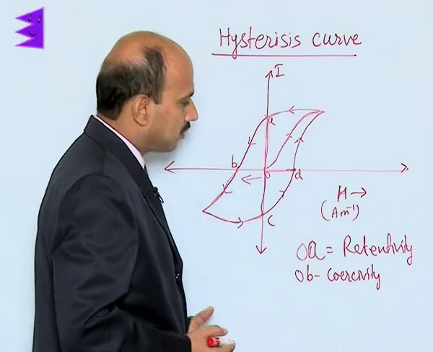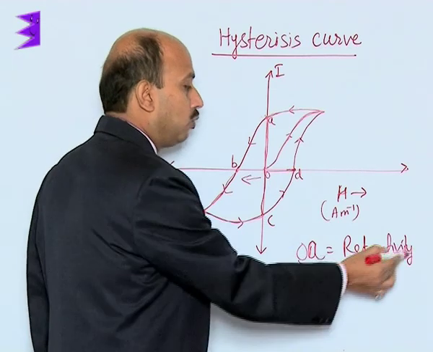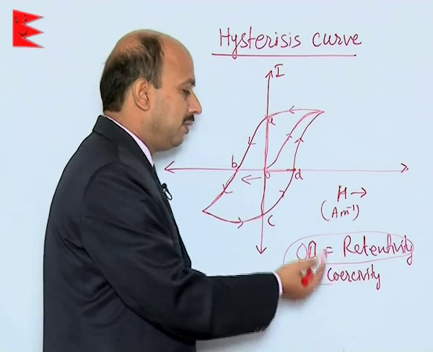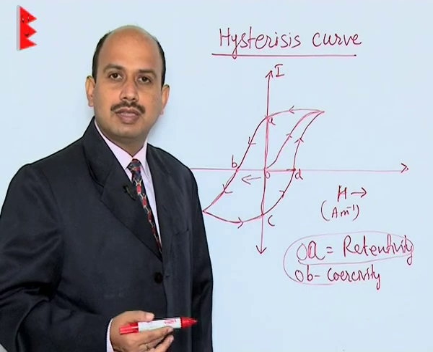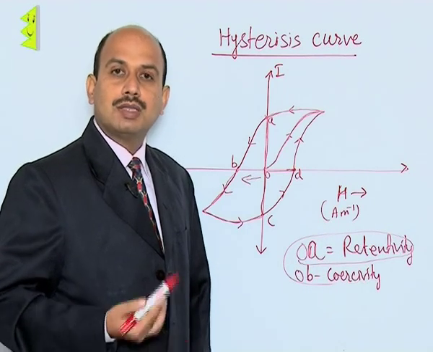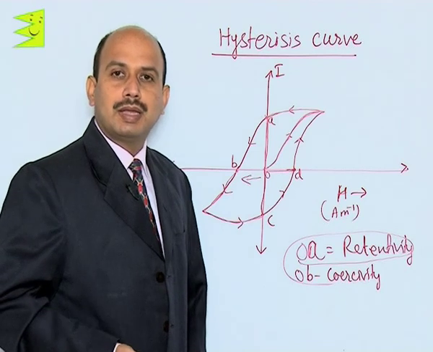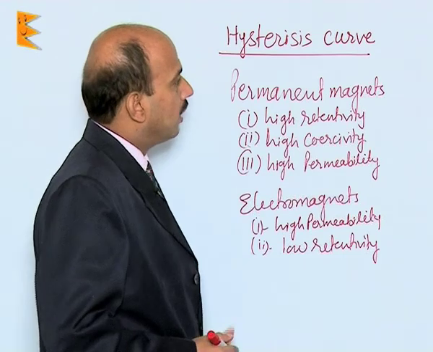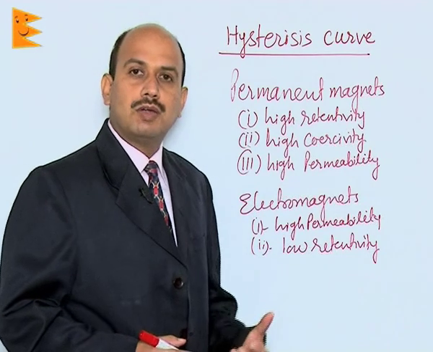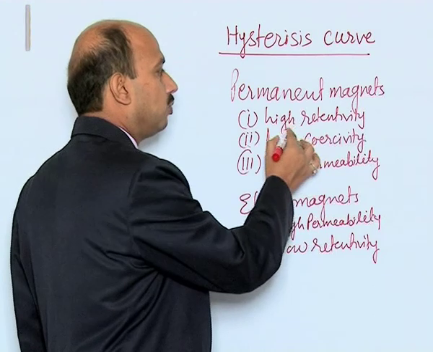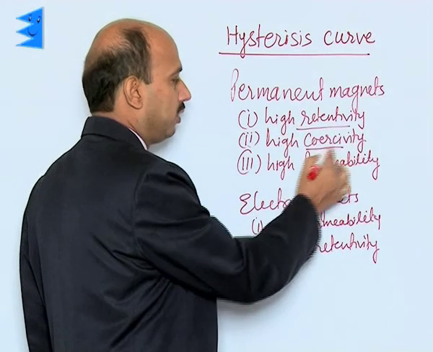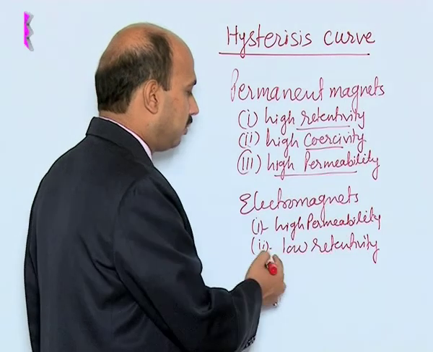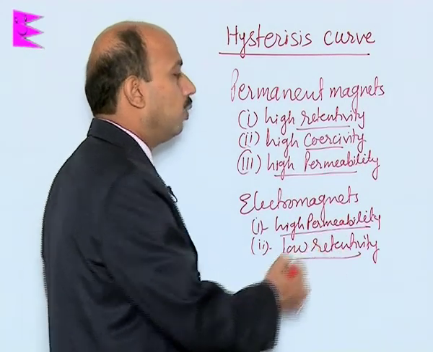Permanent magnets and electromagnets are made by keeping all these properties, like retentivity, coercivity and mu r, in mind. So see what properties are required for making permanent magnets and electromagnets. What are the properties of the materials required for making permanent magnets? First, they should have high retentivity, high coercivity and high permeability. For electromagnets, the material should have high permeability and low retentivity.